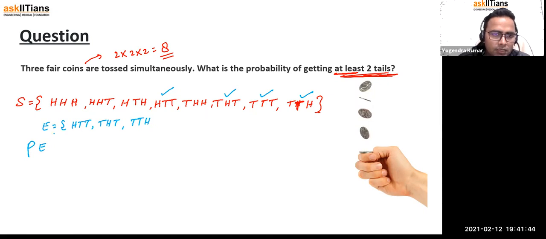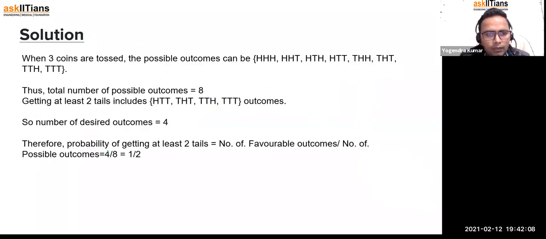Okay, we got this. H, T, T, T, T, H, and T, H, T. Now what else can I have? H went to, okay, this case. This is the last case, right? So probability of E will be what? 4 divided by 8, which is 1 by 2. This is the answer we're getting, right? I hope you understand this. Number of 4 divided by 8, like this. This is the solution that is also given here. You can follow this also to get more details.